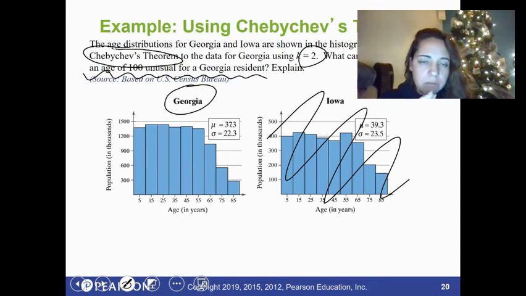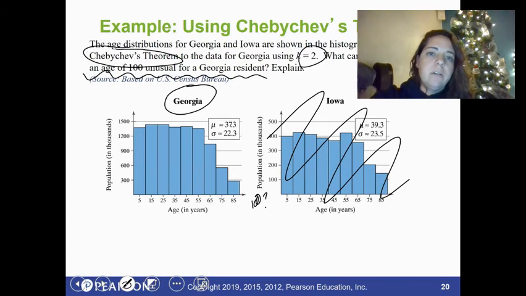So let's look at this just logically for a second. Is the age of 100 unusual? Do we see anybody that went out to 100 over here? No, nobody even went out that far. So it does seem unusual. But it says use the theorem for 2 standard deviations.